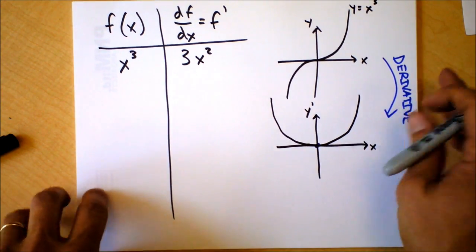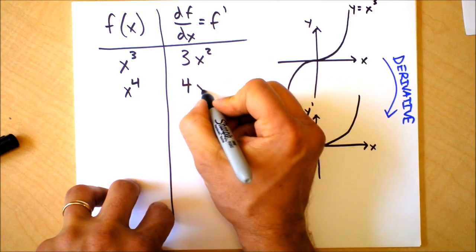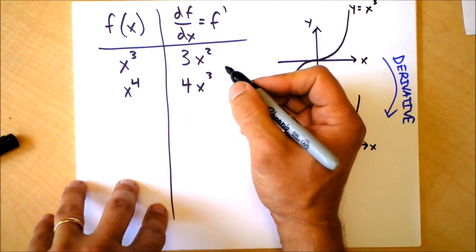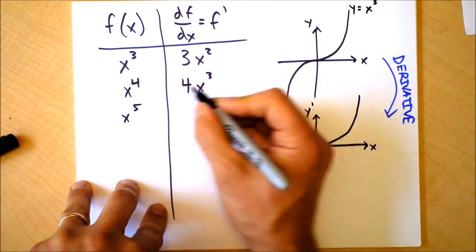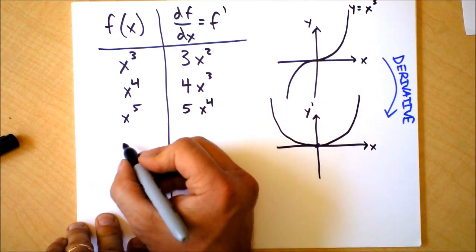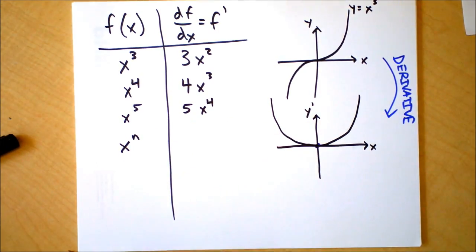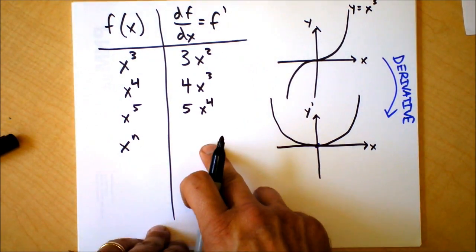Shall we continue? X to the 4th? You want to guess? Yeah, it's 4 times x to the 3rd. What about x to the 5th? 5 times x to the 4th. And now it's time for you, if I have this as x to the n, it's time for you to tell me what goes right here.